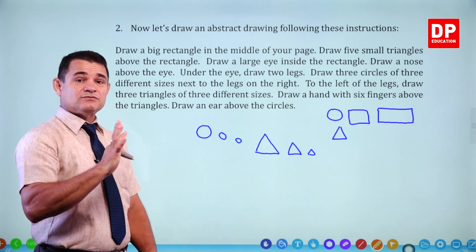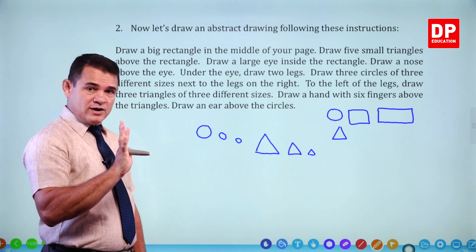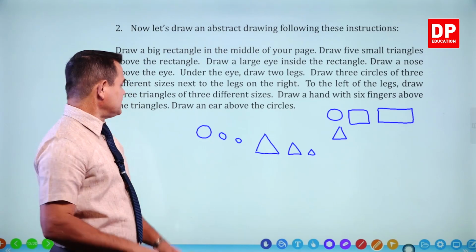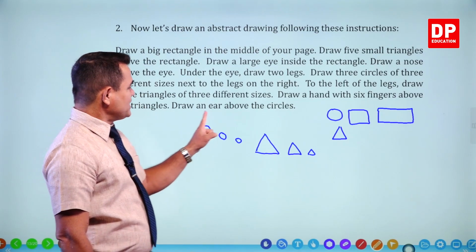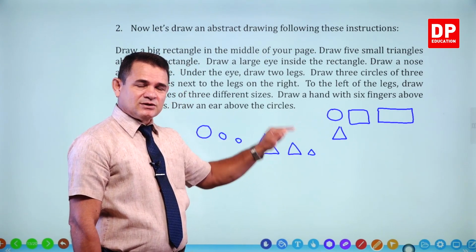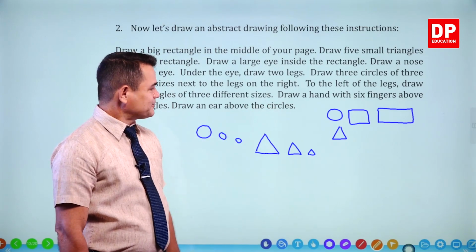Hand with 6 fingers. We have 5, but this one should have 6 fingers. ඇඟිලි 6ක් තියෙන අතක් අඳින්න. Draw an ear above the circle. Circle, you know, circle එකට උඩින් කනක් අඳින්න.